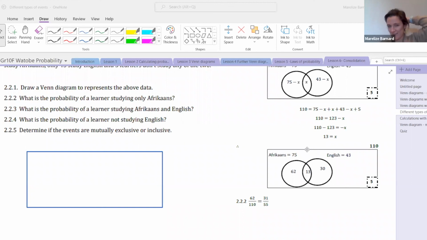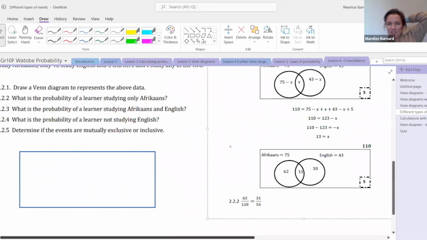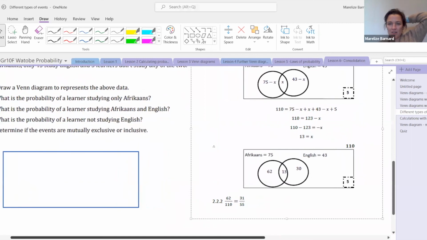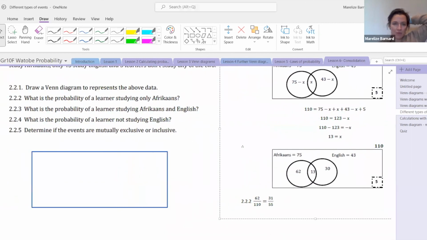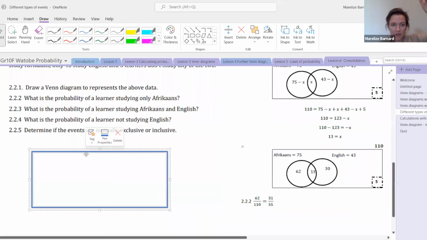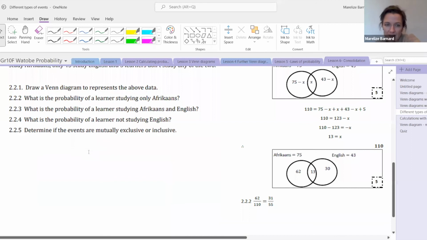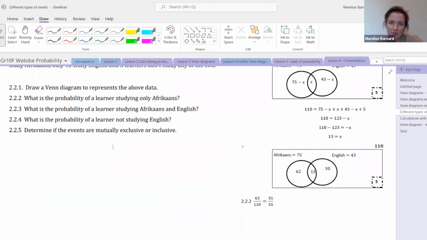Okay, and Andre's posting the cowboy. Okay, well done, everyone. Well done if you got that. And then let's do our probabilities now. You can only do your probabilities if your Venn diagram was correct. So if you didn't get X is equal to 13, then the other things are maybe going to differ.